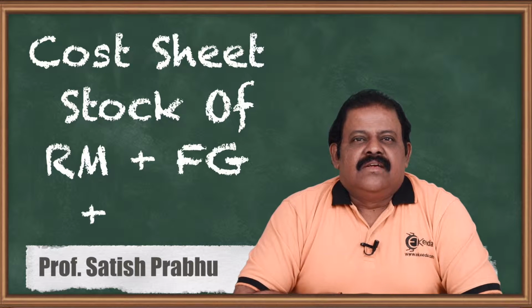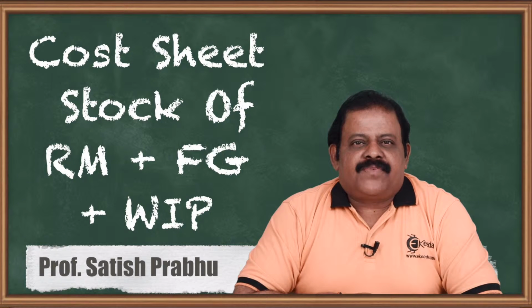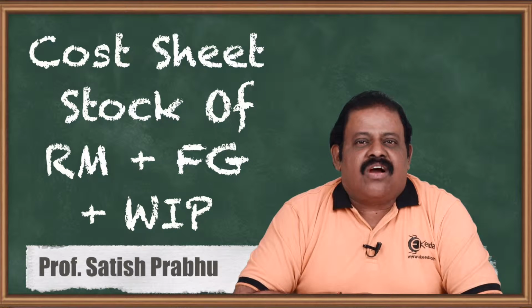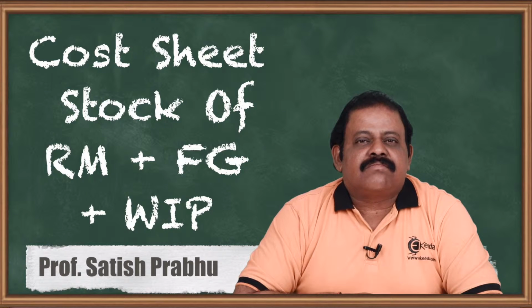Hello friends, inventories are of three types: raw material inventory, work in progress inventory and finished goods inventory. Raw material inventory means input which remains unused at the end of the year, that is a closing stock at the end of the year which becomes opening stock during the next year. Finished goods inventory means ready to use, ready to sell goods which remain unsold at the end of the year. They are called closing stock of finished goods, which becomes opening stock at the beginning of the next year.